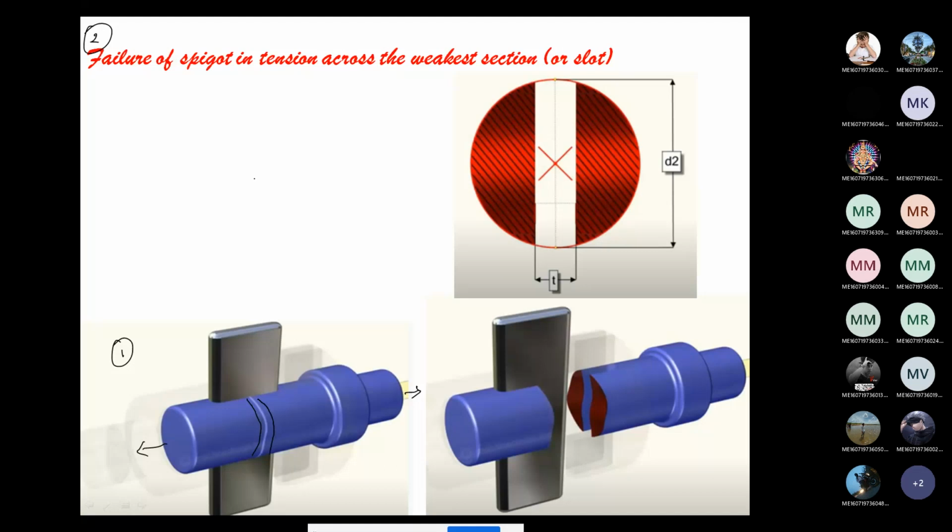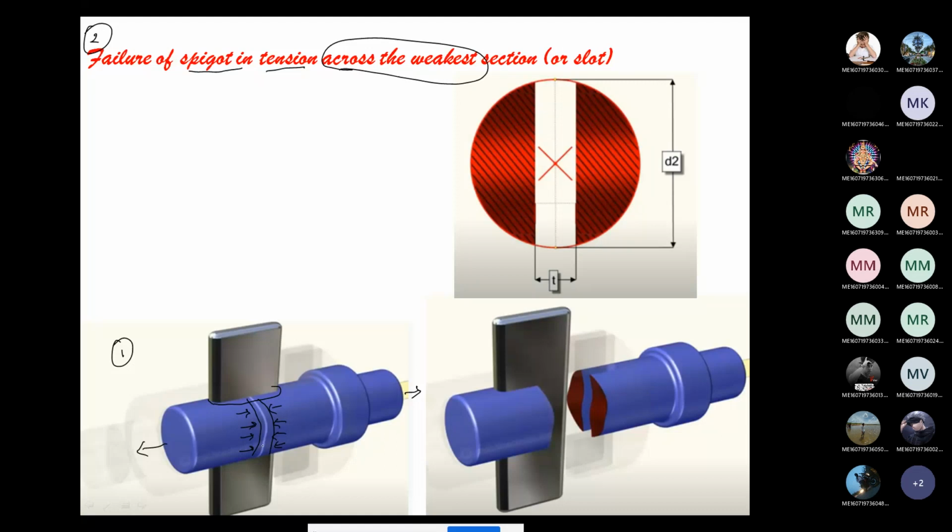It means the title itself indicates the spigot is going to fail in tension across the weakest portion. Where is the weakest portion? Where we created the hole. Here the hole is created for accommodation of the cotter, right? Due to that, more stresses are going to be induced and focused here. So due to that reason, the failure is going to start here.